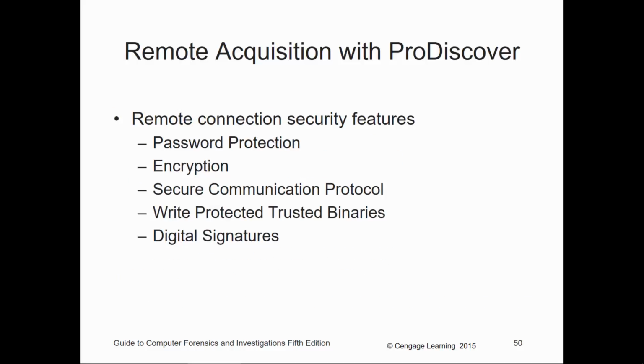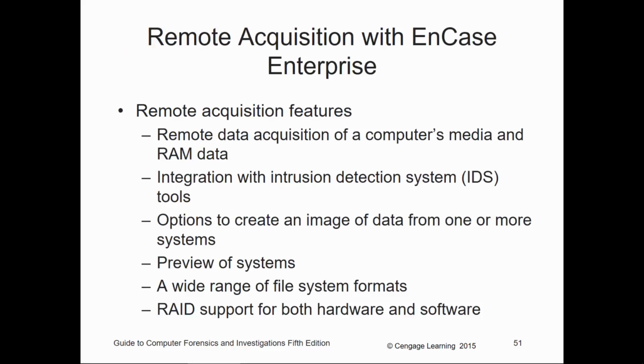But the remote connection security features, we can do things like encryption, password protection, signatures, things like that. A fun area for remote acquisition is we can actually integrate that with a fairly decent IDS, or an intrusion detection system. So there are a lot of remote acquisition features that can be used. EnCase is, again, very flexible, but we have to understand some of the drawbacks for the remote acquisition.